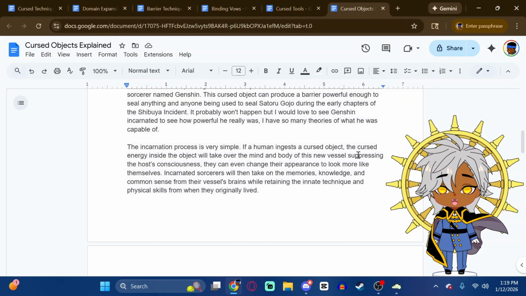So if somebody who has this functioning part of their brain were to ingest a cursed object, then the energy from the cursed object will take over their mind and body and use this body as a new vessel, and it would suppress the consciousness of the host so that the consciousness of the person that the object was created from basically takes over. It's like Baby in Dragon Ball GT, where he goes inside of people's bodies and then he becomes the dominant personality and can utilize their body with all of their abilities and his abilities and stuff like that.